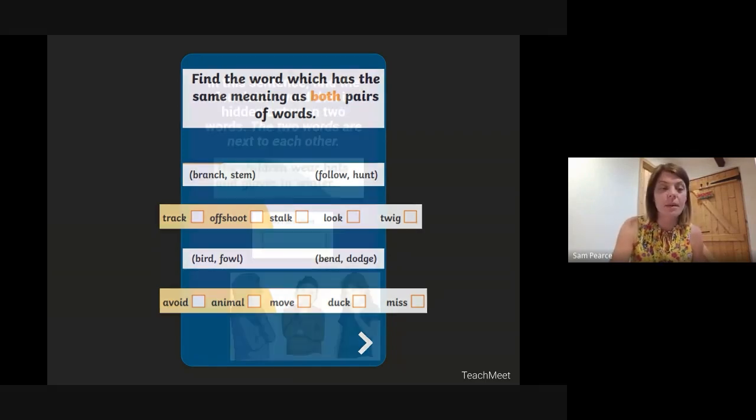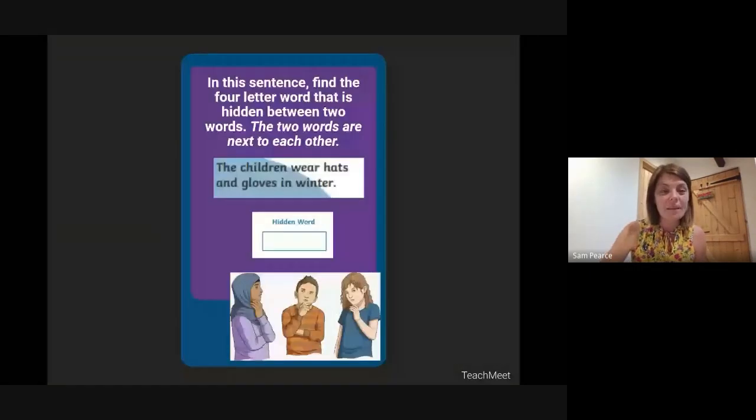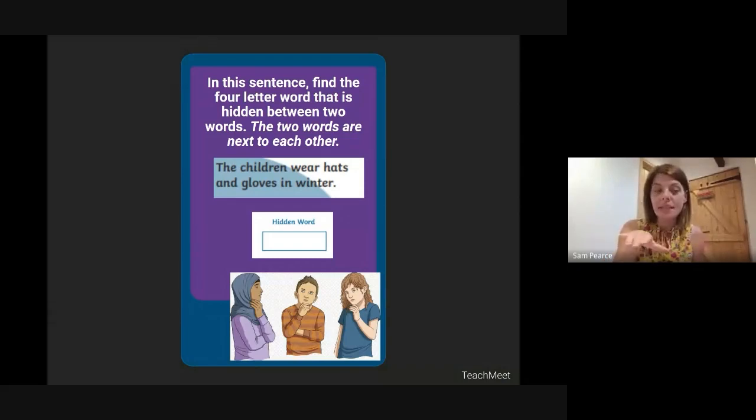I prefer that type of question personally. And here's a second type. So in this sentence below, you need to find the 4-letter word that is hidden between 2 words. So the 2 words are next to each other within the sentence, there is a 4-letter word hidden between those words. This can be tricky. Yeah, it can be tricky for me, but lots of people are replying already. So maybe not that tricky. So the word is sand. And that's because you take the S from the end of hats and the and from and together it creates sand.